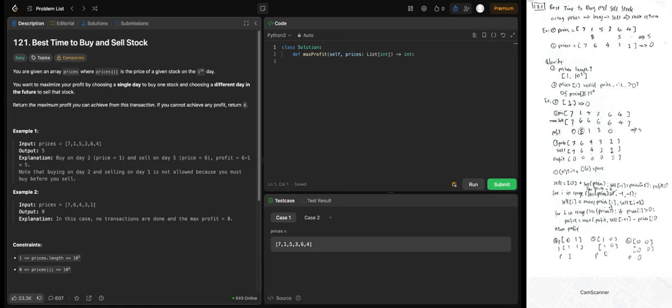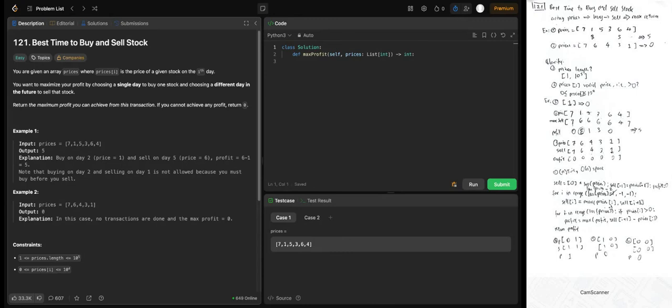And moving on to the second example, we have 7, 6, 4, 3, 1, and then the sell array would be 7, 6, 4, 3, 1. Here we notice that the prices are decreasing, so at any point we buy, we would not make any profit. And in this case, we just sit down and do nothing, and at the end we will have 0 profit.